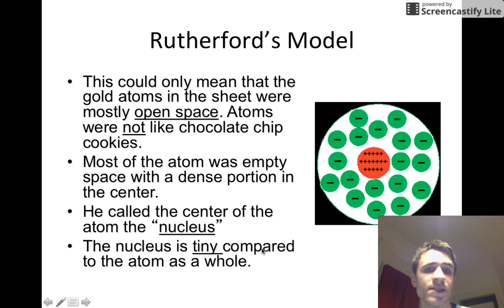And what he theorized based on that is that atoms do have electrons. So he's building off the previous model, but they're actually mostly open space. Atoms aren't like chocolate chip cookies that are all filled in, right? Most of an atom is made up of empty space with a very dense part in the center that he called the nucleus. The nucleus is tiny compared to the rest of the atom. In his model, he had the nucleus in red right here and everything else in the green around here that was mostly empty space. We know now, though, this red part is actually way smaller than that even.